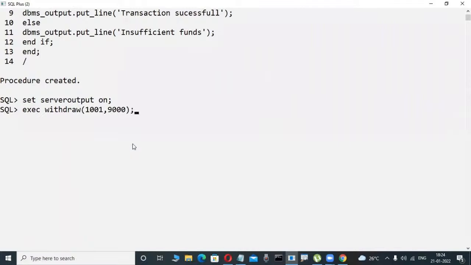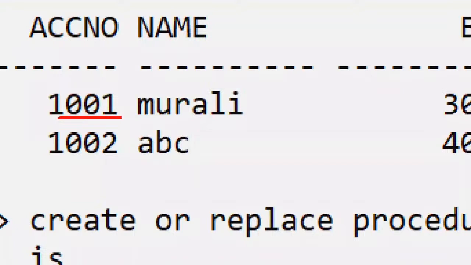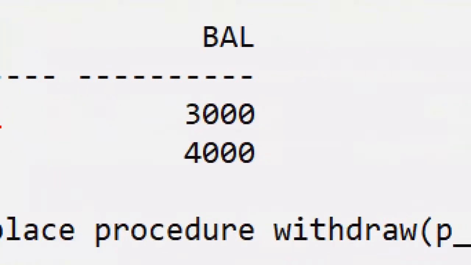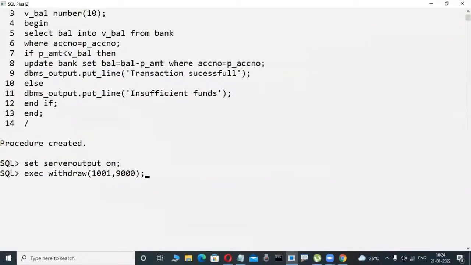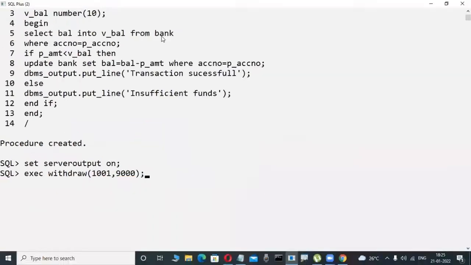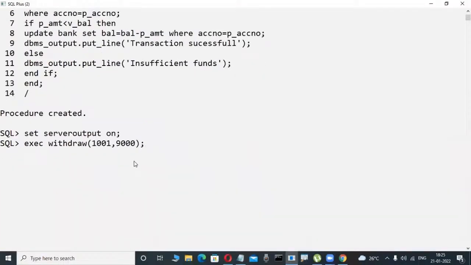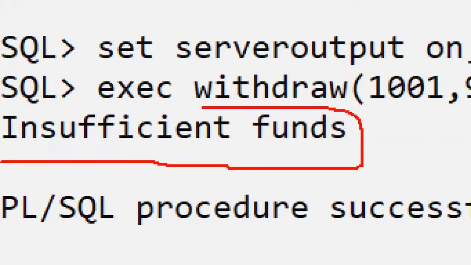Observe slowly my account in this table. Scenario: 1001 is my account number, Murali is my name. My current balance in the table is 3,000. But I try to withdraw 9,000, because this is the program I'm writing. Is withdrawing 9,000 possible? No. So it will display the message, insufficient funds.